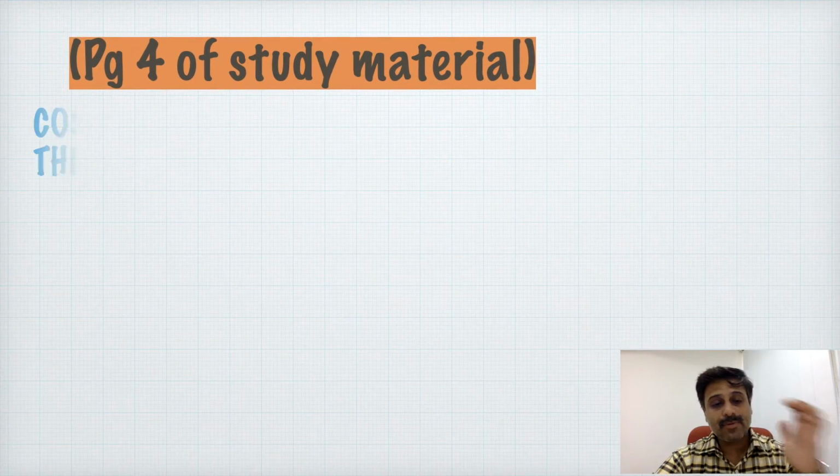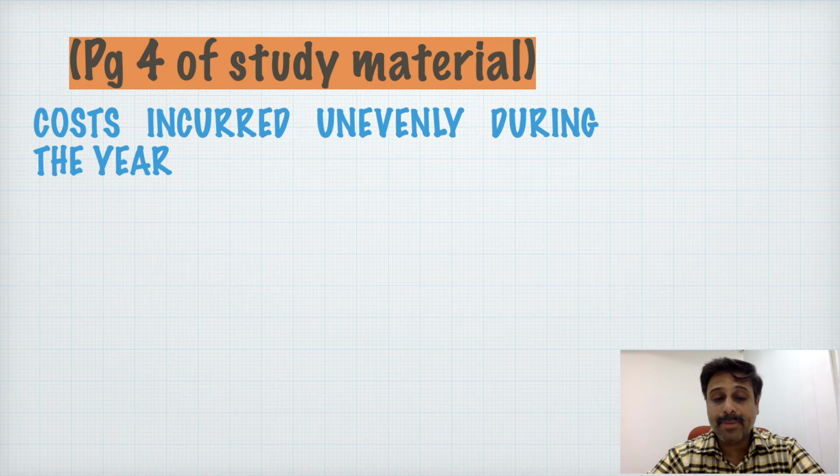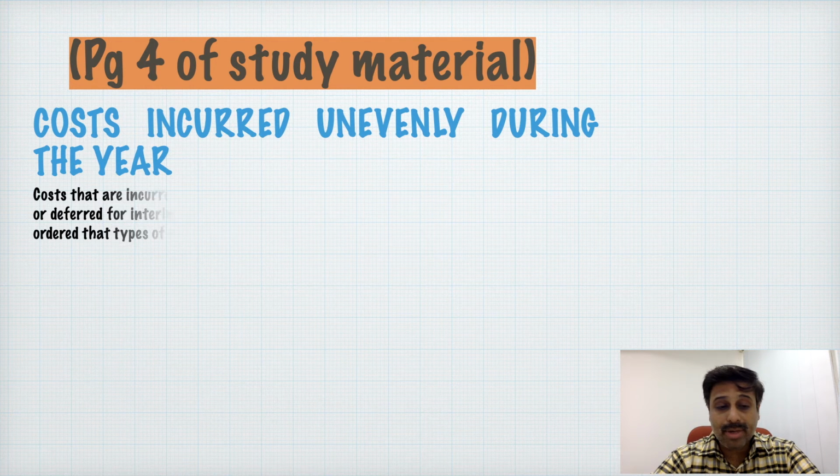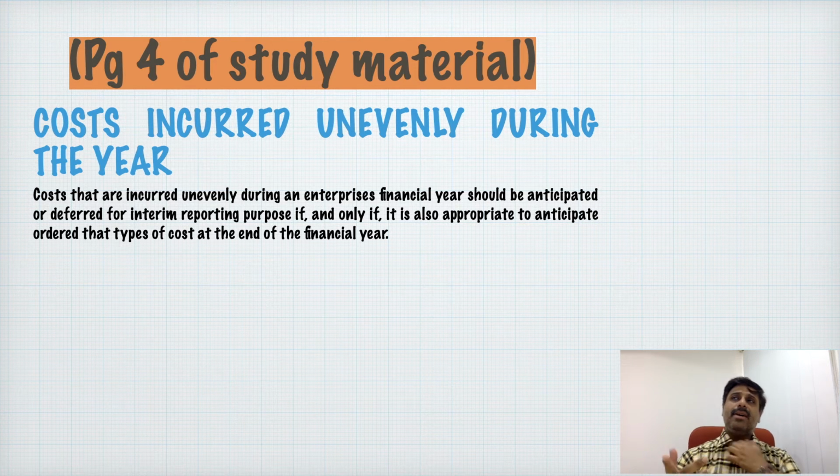Further, if you see on page 4 of the study material, you will find costs incurred unevenly during the year. Costs incurred unevenly during the year means costs that are incurred unevenly during an enterprise's financial year should be anticipated or deferred for interim reporting purposes if and only if it is also appropriate to anticipate or defer that type of cost at the end of the financial year.